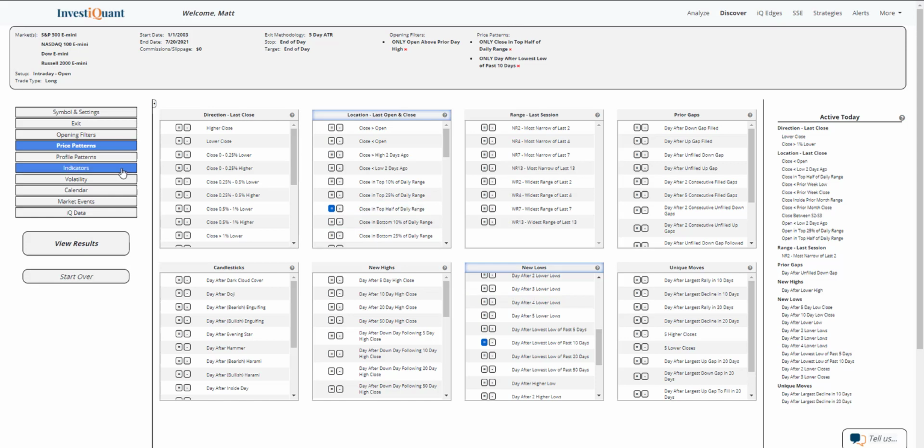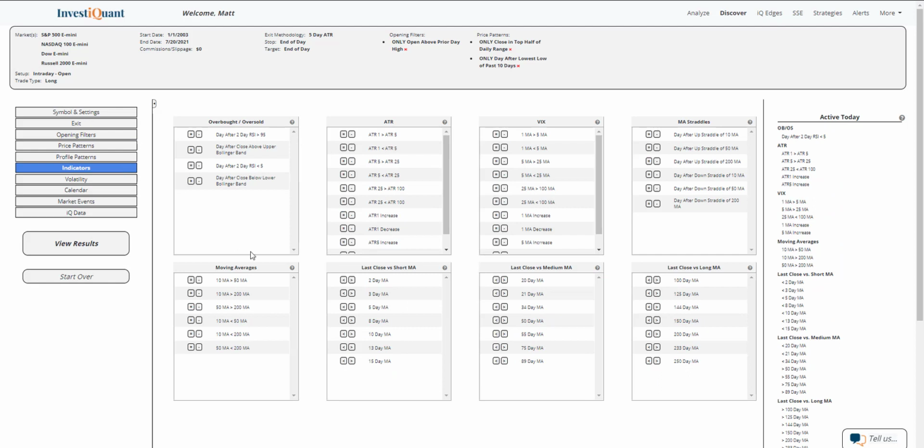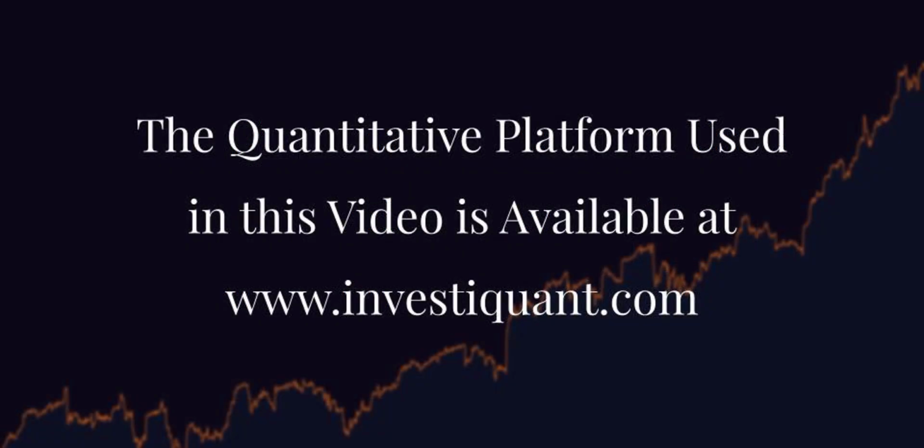Next, I'm going to put it in a similar market environment. We are below a 10-day simple moving average, but we are above a 200-day simple moving average. So I've added both of those, and now I can click View Results.